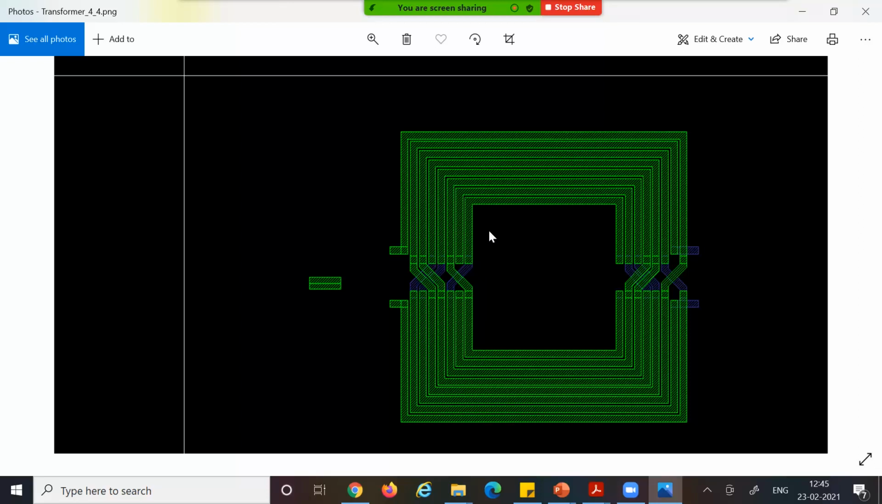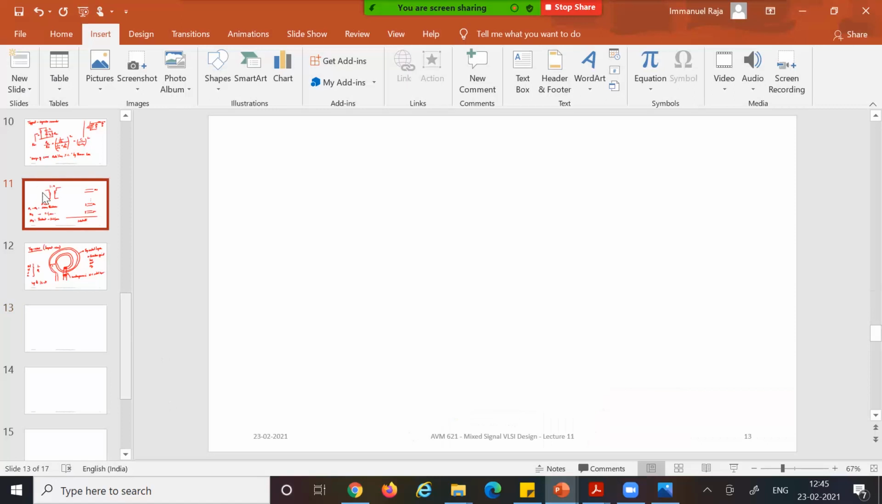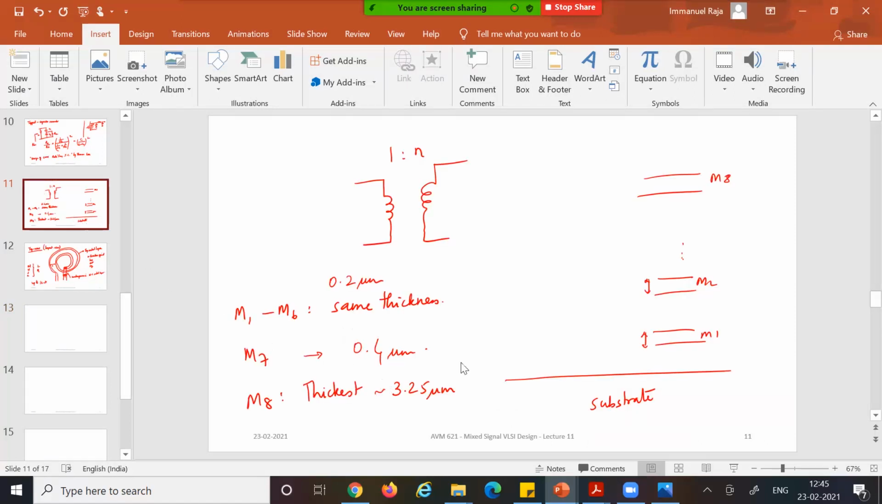So sir, why do we use only metal 8 and 7? Is there any reason? Yes, there is a very specific reason for that. As I mentioned here, the thickness is highest at the top metal layer. So the losses associated with the inductors become minimal when you use thicker metal. The thicker the metal, the lower the loss.